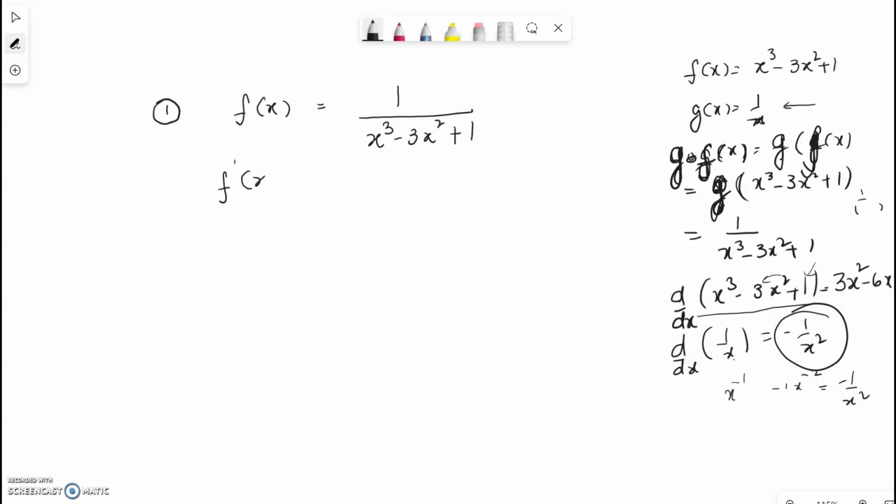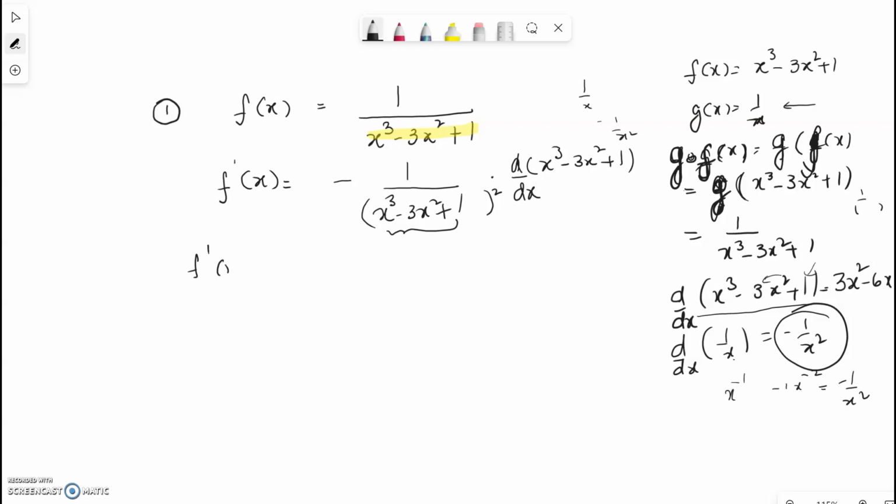So f prime of x is equal to, now we're going to pretend like this is a 1 over x. Now if we had to differentiate 1 over x, we'd get negative 1 over x squared. So we're going to write it as negative 1 over whatever it is that we're just pretending it's like an x, and that is a square. But remember, at the end it is not an x, it's an x cubed minus 3x squared plus 1. Now whatever you write inside here, you have to multiply by the derivative of that function.